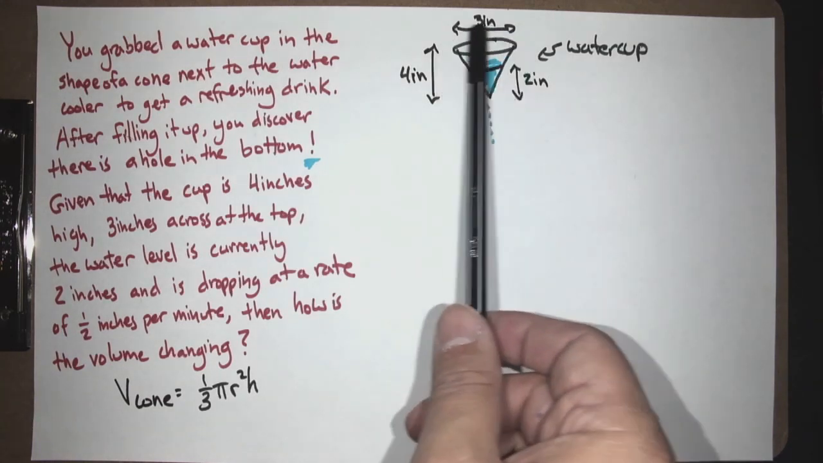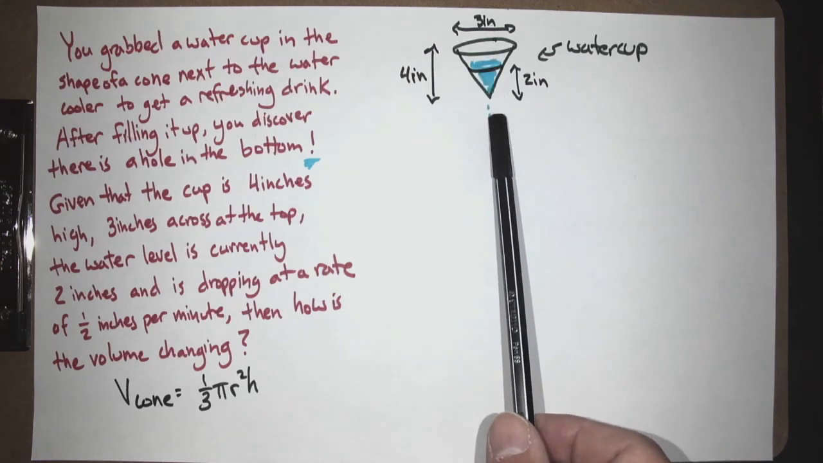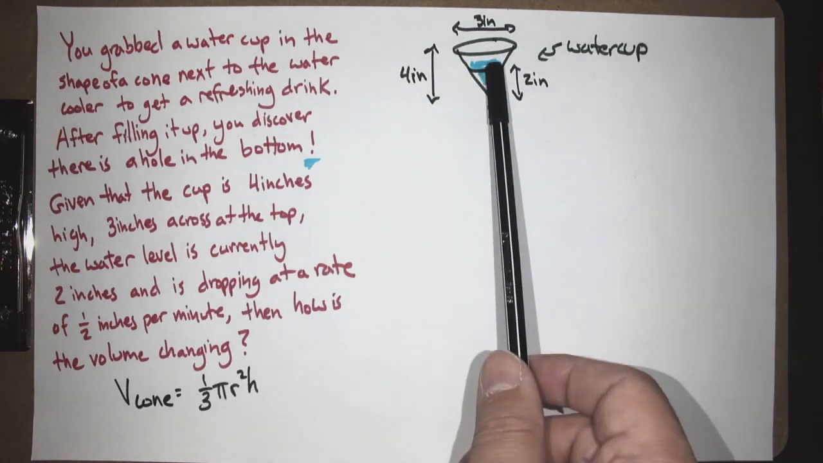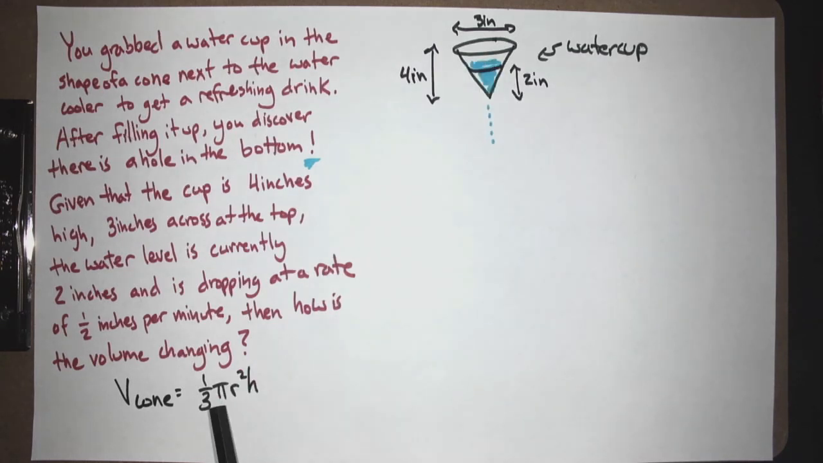Well, not for the whole cup, but for the part where the water is, the water level is dropping. That says the H is changing. As H drops down, the radius for the water will also drop. So R and H are both changing. Okay, so there's a fair amount changing here.